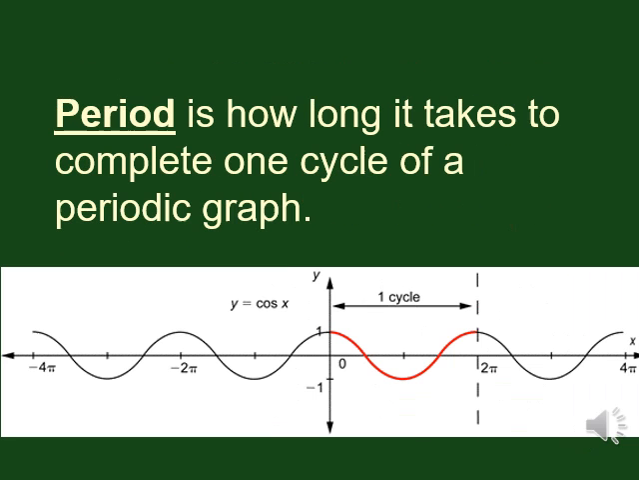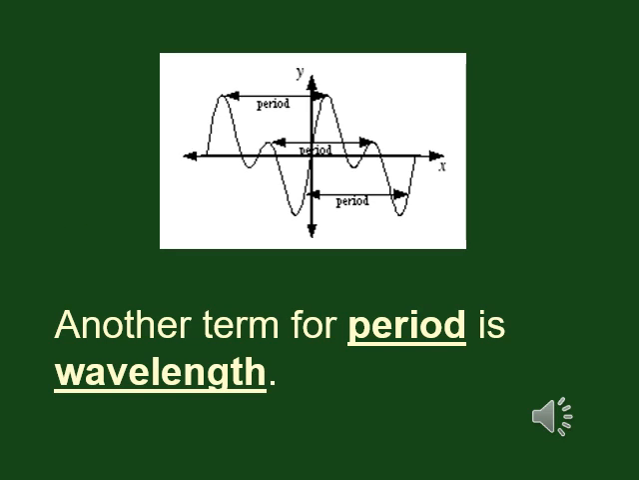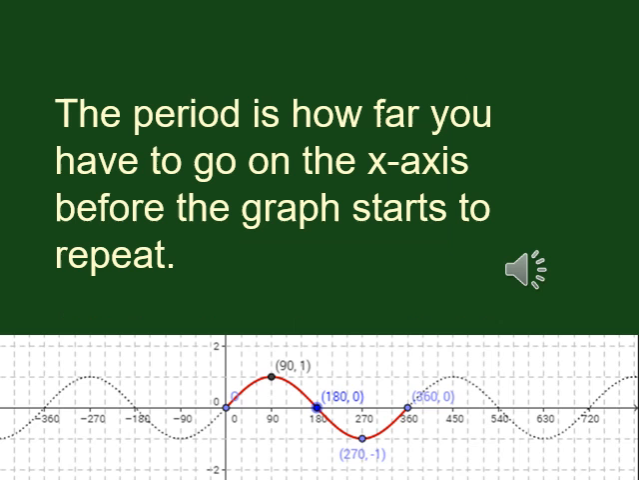works. Another term you want to be familiar with is period. And the period is just how long it takes to complete one full cycle of the graph. In physics, they'll use the term wavelength to mean the exact same thing, and wavelength is just period. So the period is just how far you have to go along the x-axis before the graph starts to repeat.